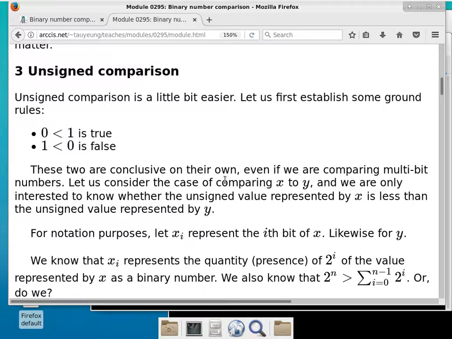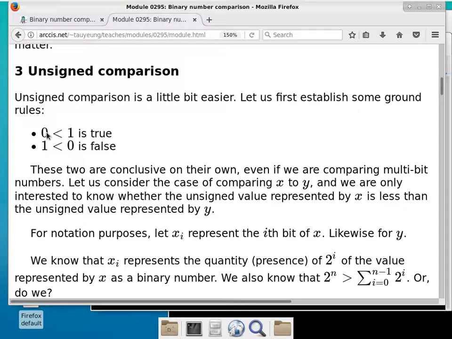So now we want to talk about how we compare numbers that use the unsigned interpretation. In other words, we look at 1111 as a 4-bit pattern and say that means 15. Okay, not negative 1, it means 15. So how do we do that sort of comparison?